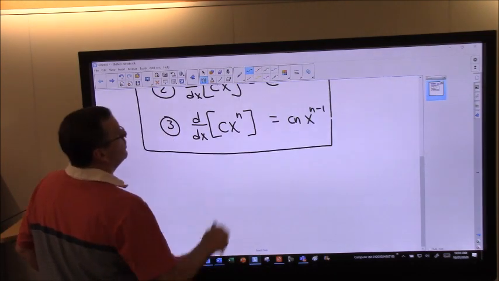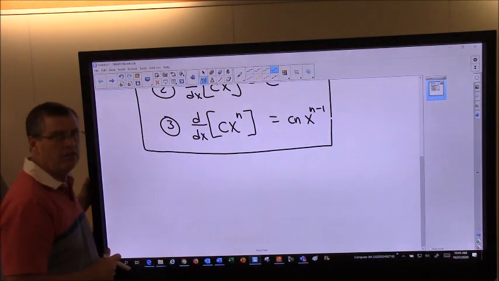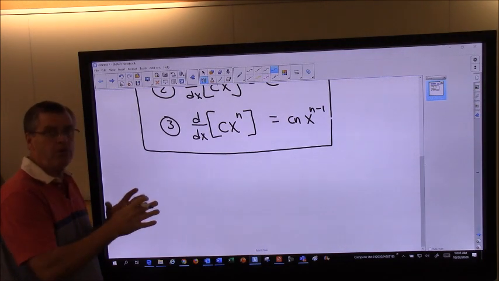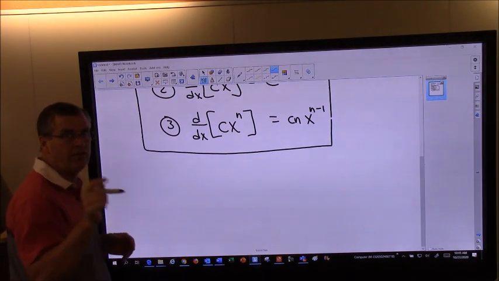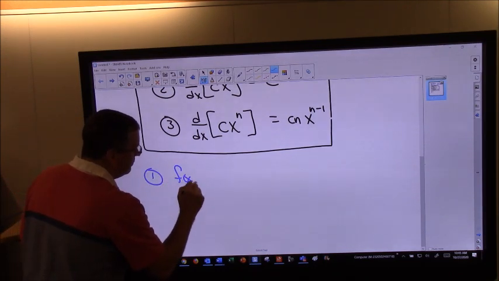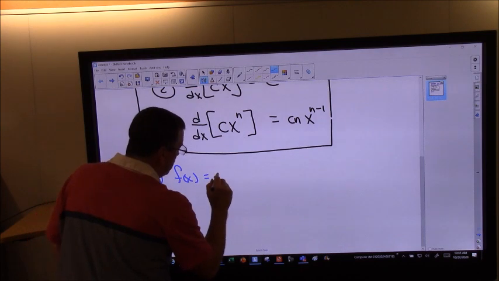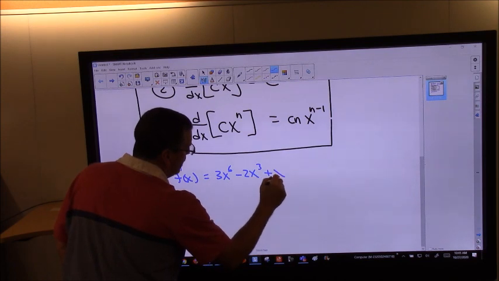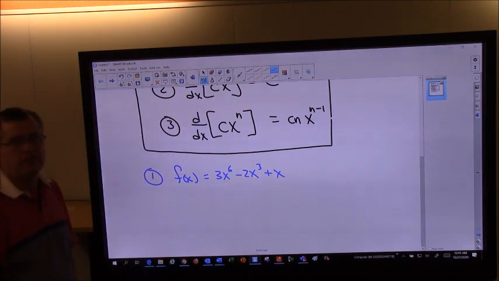So, using our shortcut now, this means finding a derivative is going to go really fast. So instead of doing just a few problems, we should be able to do a lot of problems, right? All right, number 1, f of x equals 3x to the 6th power minus 2x cubed plus x. Find the derivative.